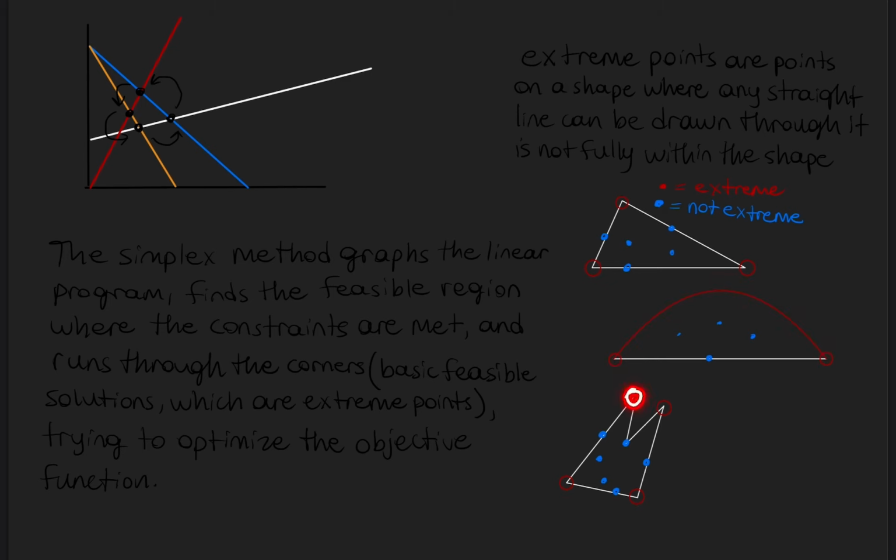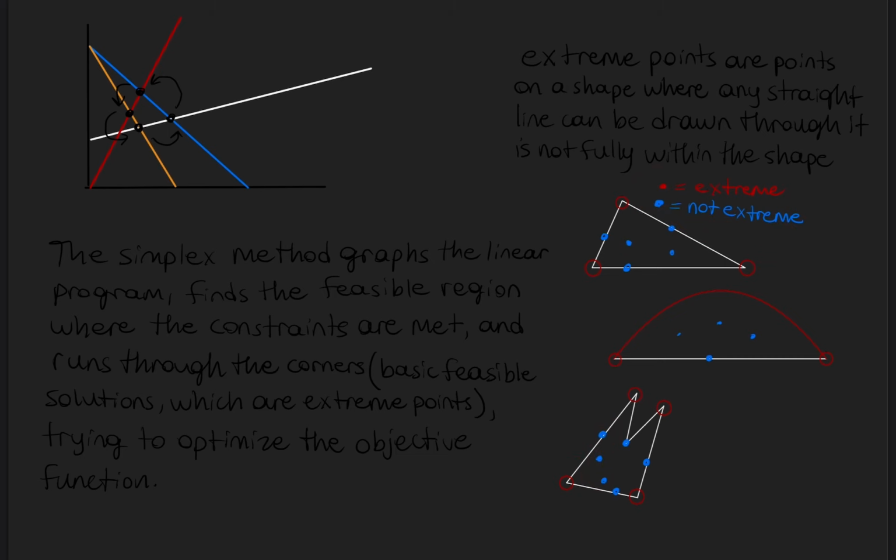Now over here, these four right here are extreme points. This is not an extreme point, even though it is a corner, because you can draw a line right through here or right through there, and that's technically still within the shape. So the blue ones, remember, there's a key right here. The blue ones are not extreme and the red ones are extreme.